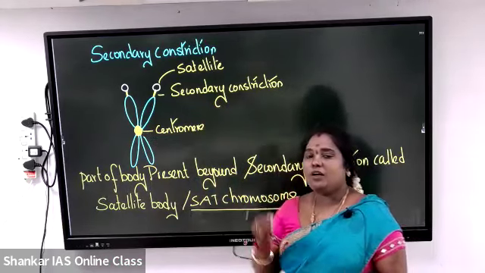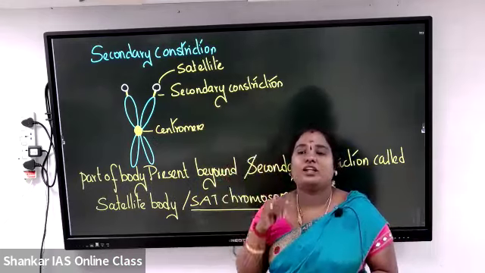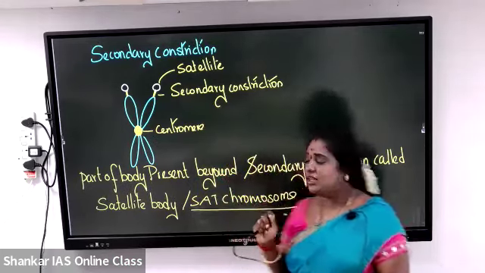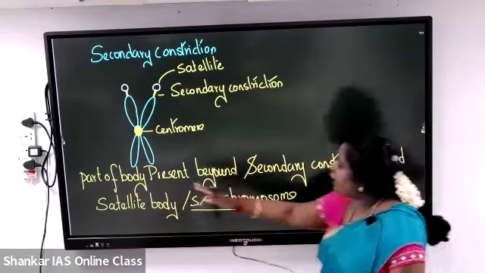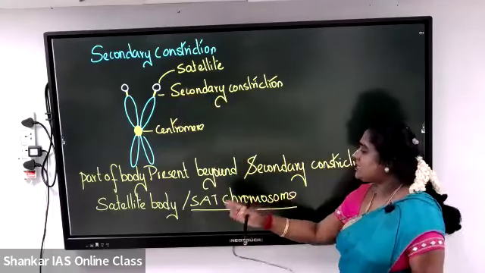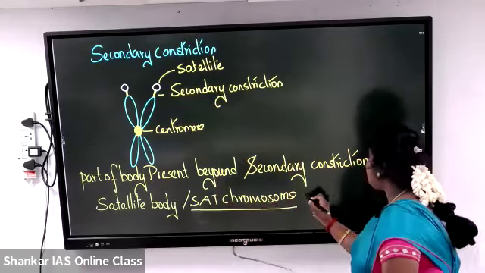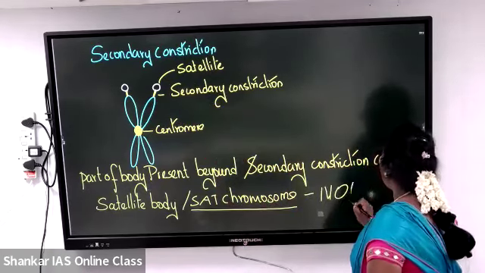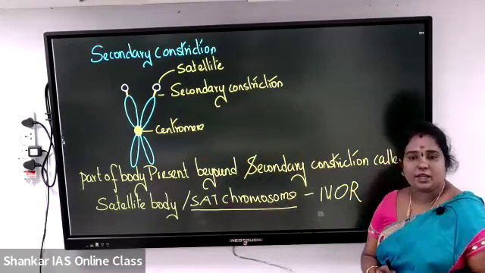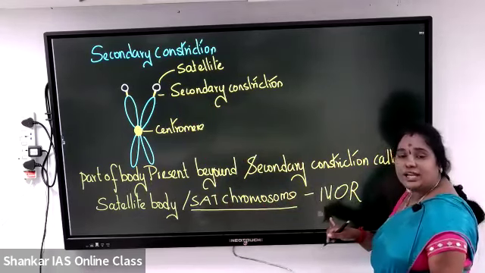What did I say? We have a primary constriction. In addition to that, we have one more point. We call that the secondary constriction. The part of the body present above the secondary constriction, we call a satellite body, or SAT chromosomes. These SAT chromosomes contain what? NOR. We call this the nucleolus organizing region.